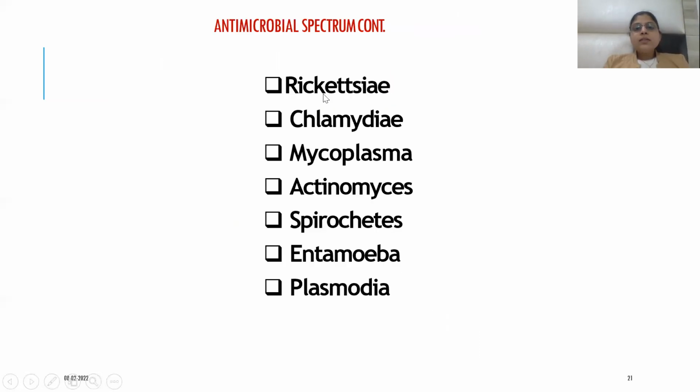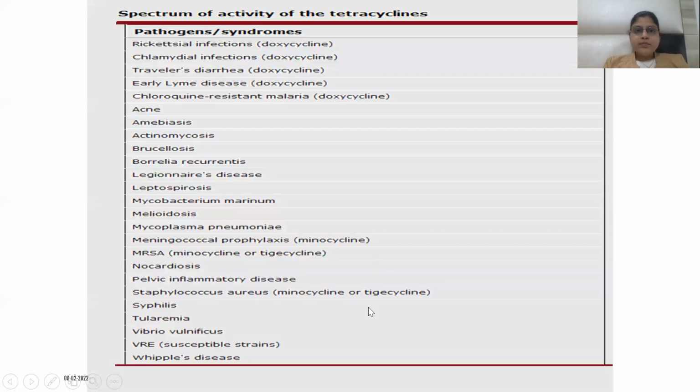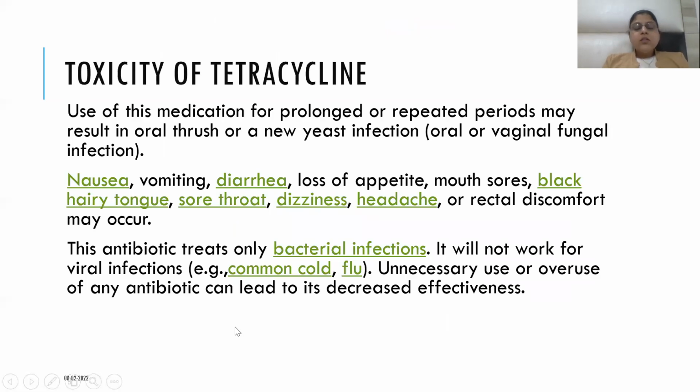They are also effective against Rickettsia, Chlamydia, Mycoplasma, Actinomyces, Spirochetes, Entamoeba, and Plasmodium. This is the spectrum of activity. Now the toxicity of the tetracyclines.